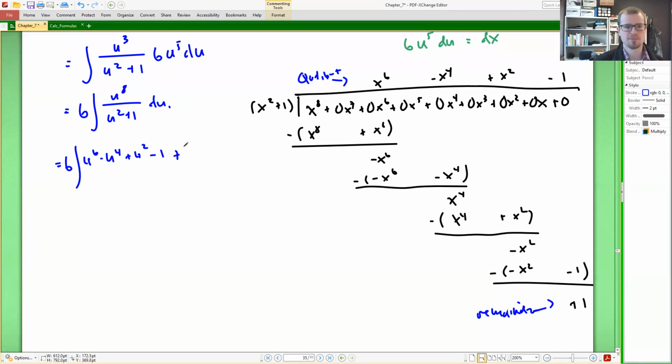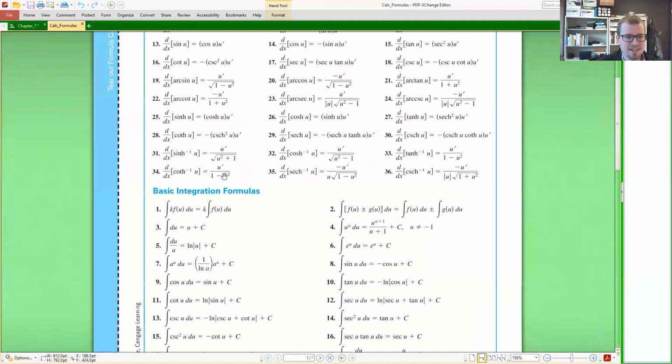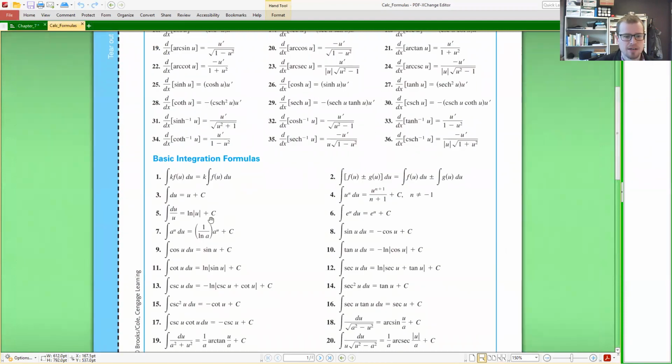But how do I express a remainder? It's plus that remainder divided by still the u squared plus 1. So this is fantastic. This is actually really nice. 1 over u squared plus 1, that is exactly our formula down here. 1 over u squared plus 1. So this is arctangent.